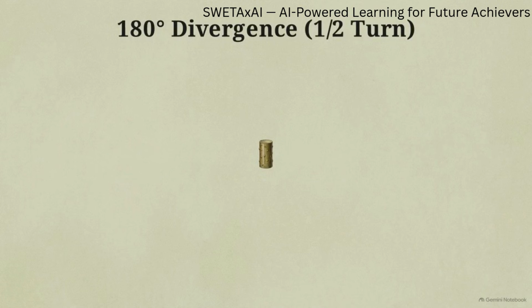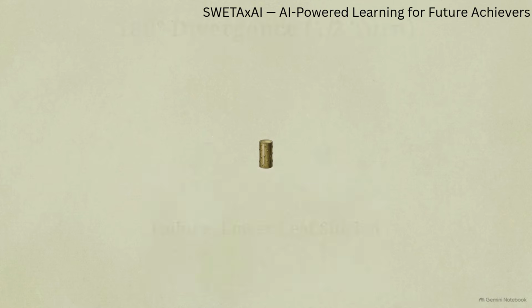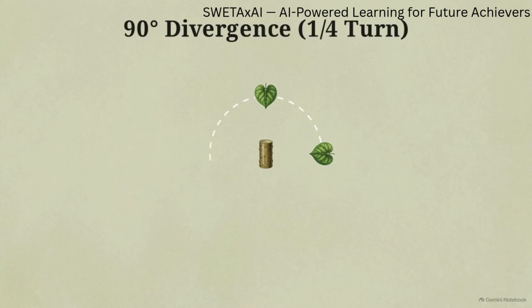This diagram shows a top-down view of a plant stem, starting with a 180-degree divergence angle, a precise half-turn. While the first two leaves are clear, the third completes the turn, landing directly over the first, shading it completely. If we try a tighter 90-degree interval, a quarter turn, the stem fans the leaves out in 4 directions.